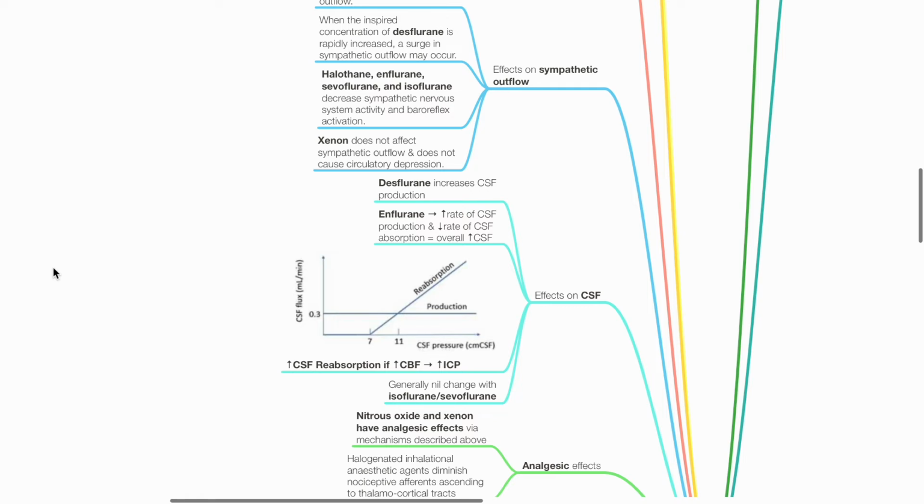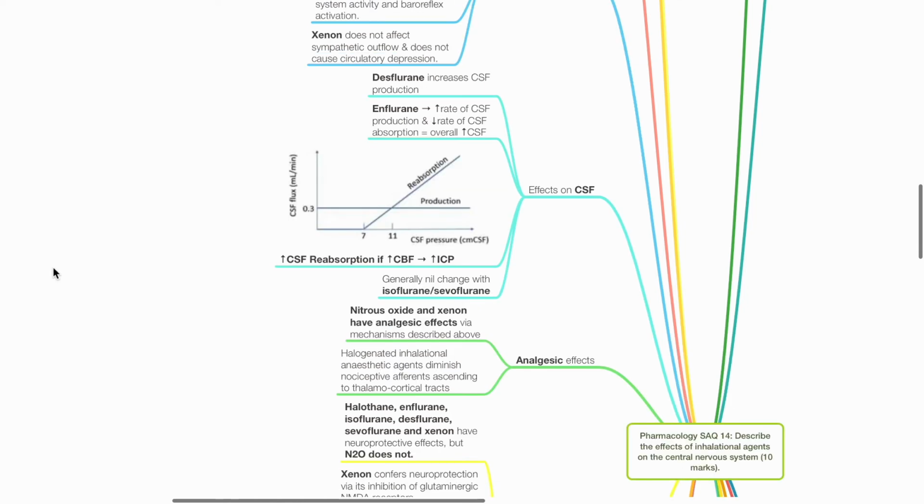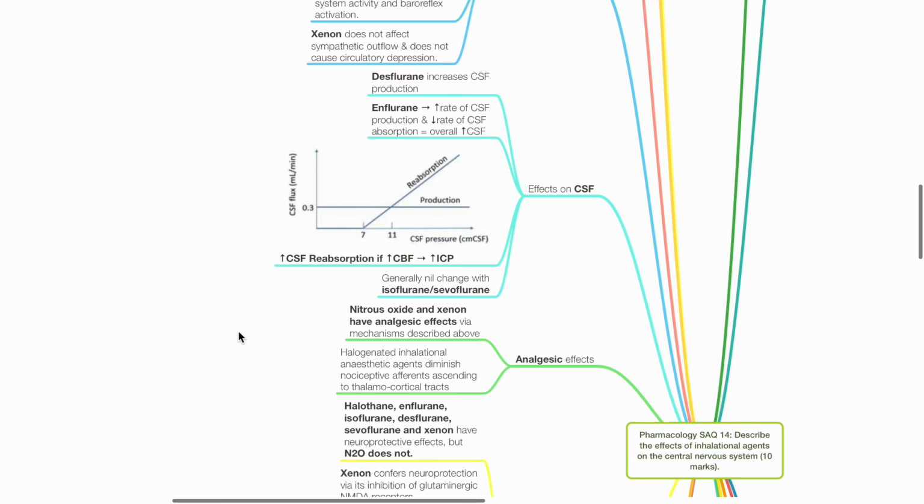Effects on CSF. Desflurane increases CSF production. Enflurane increases the rate of CSF production and reduces the rate of CSF absorption. Increased CSF reabsorption occurs if increased CBF causes increased ICP. Generally, isoflurane and sevoflurane do not affect CSF.